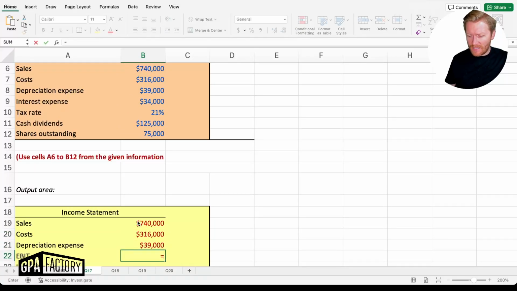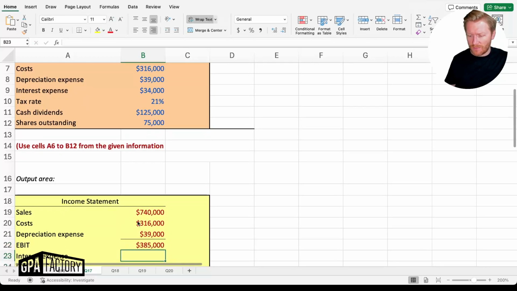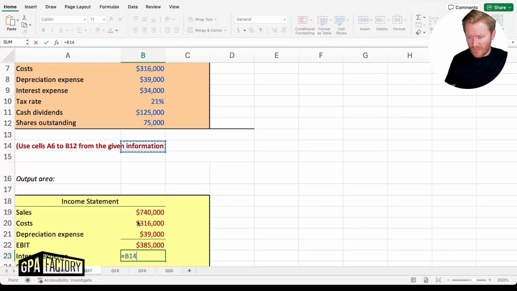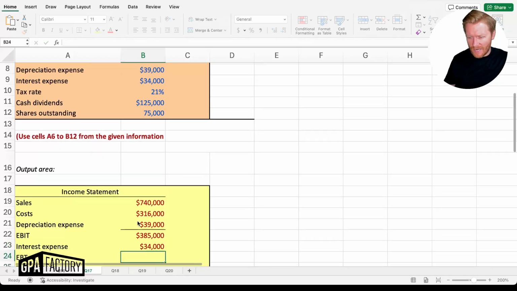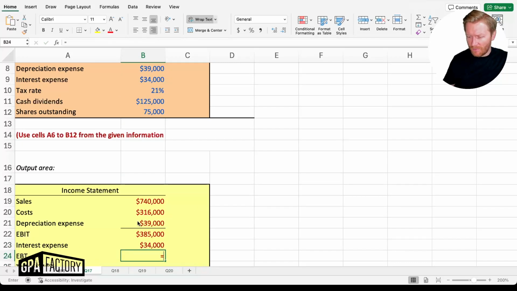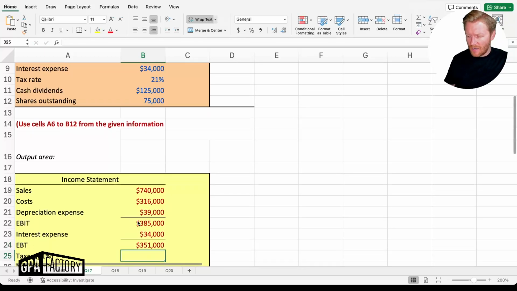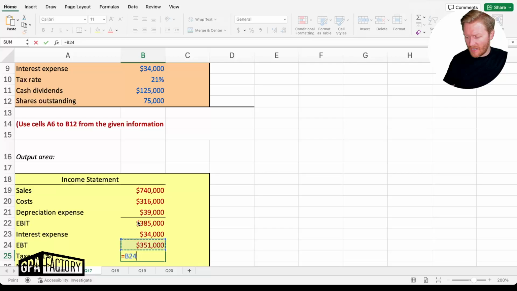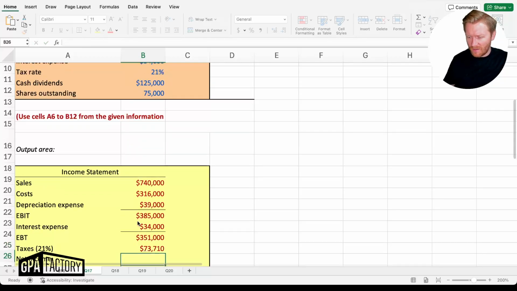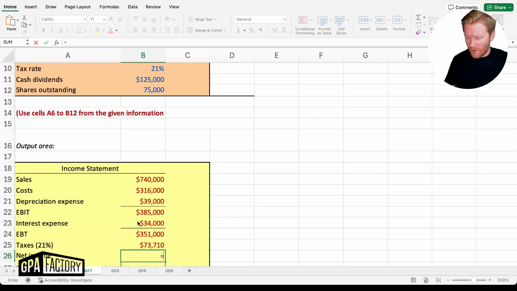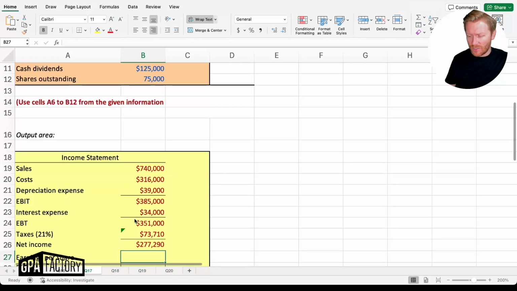And then now EBIT would be equal to the sales minus the costs minus the depreciation expense. Interest expense is just given. So again, we're going to do equals this B9. Then EBT, earnings before taxes, is going to be equal to that EBIT minus our interest. Taxes, same kind of idea. We're taking our EBT and multiplying it by our tax rate that's given. So again, we're just using cell references everywhere. We're not actually typing out any of these numbers. So equals the EBT minus our taxes that we just solved for.